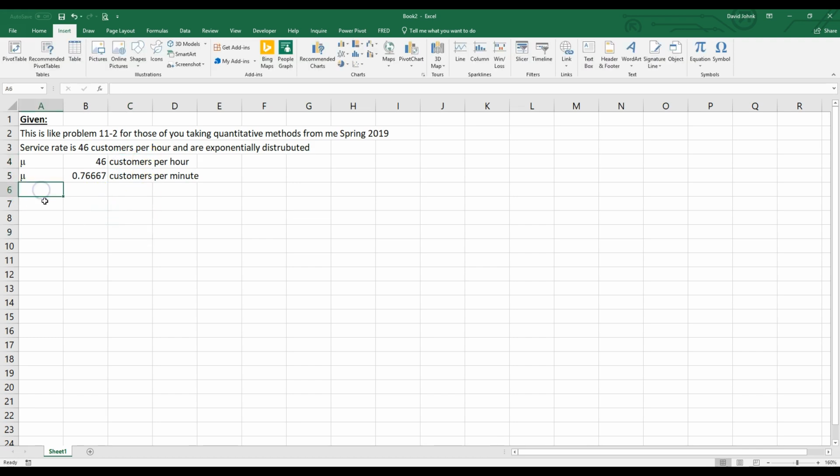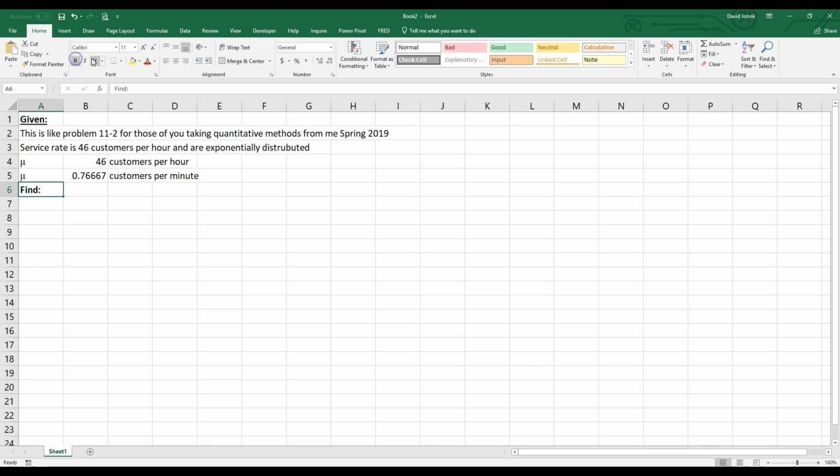Okay. And so let's say we want to find some things. Let's say we want to find A, the probability that the service time is less than or equal to 2 (parentheses) or 2 minutes (parentheses).